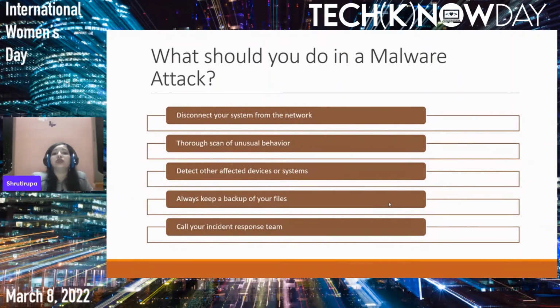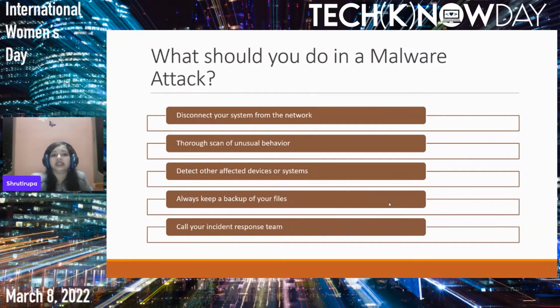Now, what should you do in a malware attack? One thing that I've been mentioning since the beginning is to disconnect your system from the network. It is very important so that you can prevent the spread of that particular malicious software to other devices.